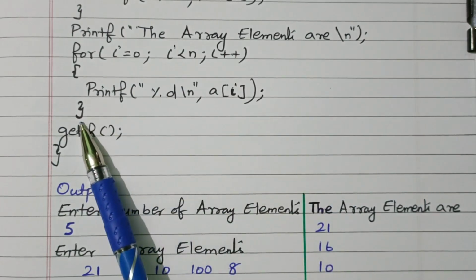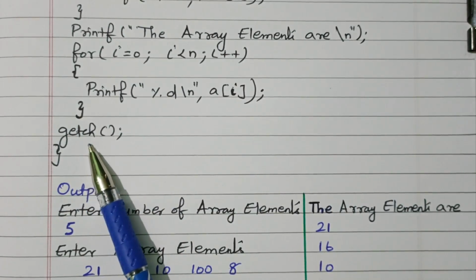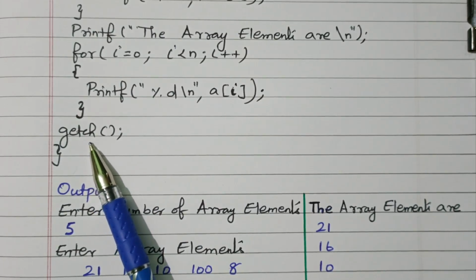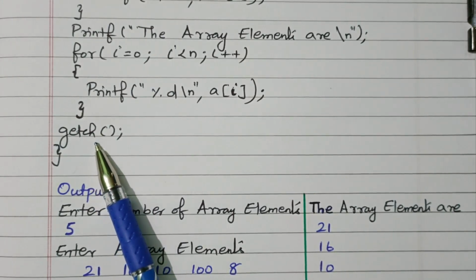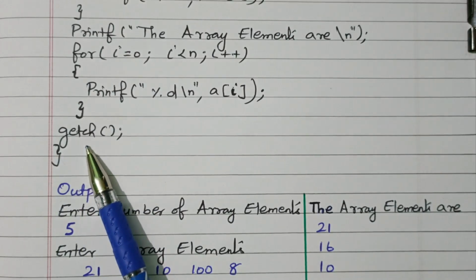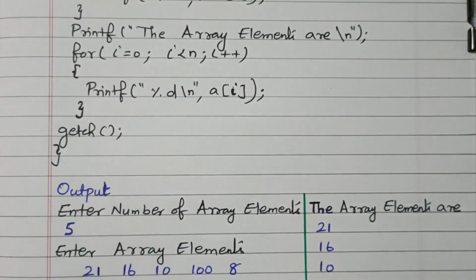Then we can close this loop and use getch. In order to view the output, we are giving getch. Until you enter something, you can see the output; the display will be there. Once we enter any character, the program will be terminated. If you do not use that, you cannot see the output, as it will be terminated immediately. So here it will wait for one more character to be read.